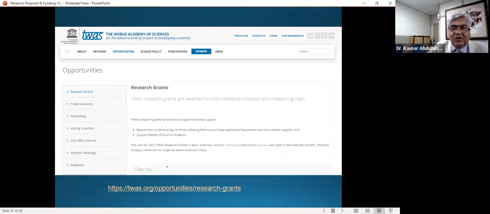You see, they also give research grants, which are small research grants, especially to the majority of these agencies give a preference to female applicants, you see. So all the females have an advantage, that they get a preference in any of these grant applications. And TWAS also gives grants to researchers in developing countries, allowing them to purchase specialized experimental and consumable supplies and support, and they also support Master of Science students.